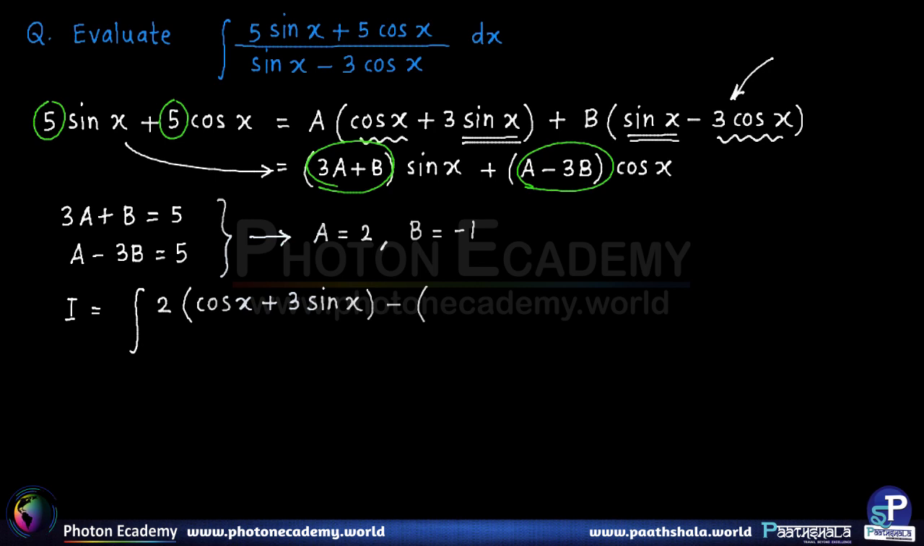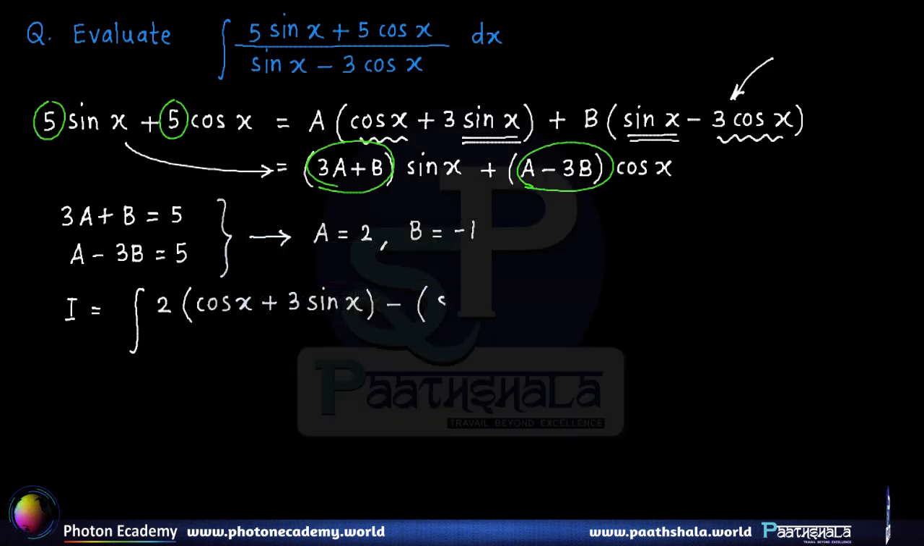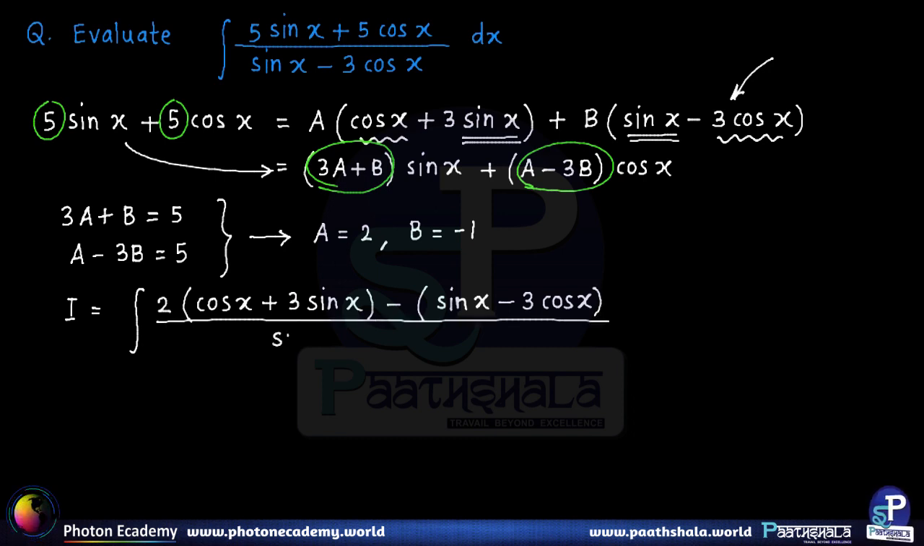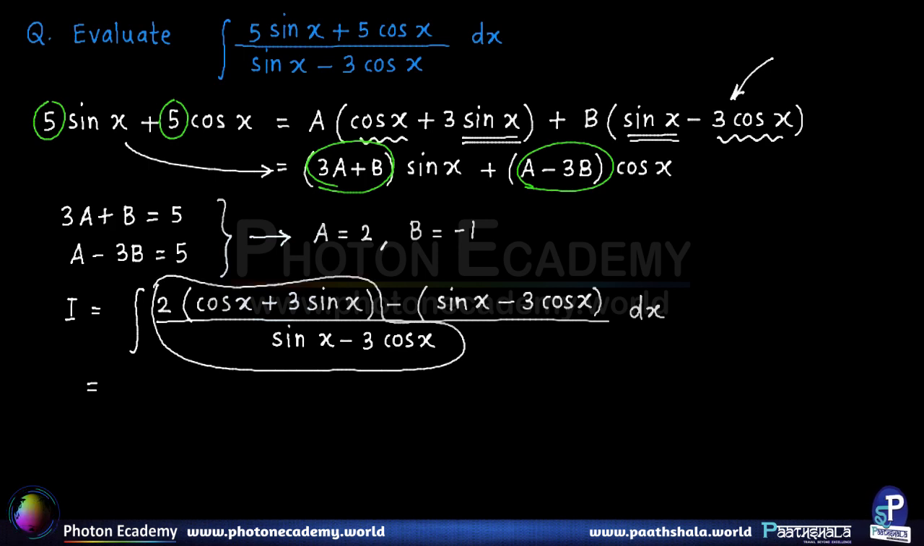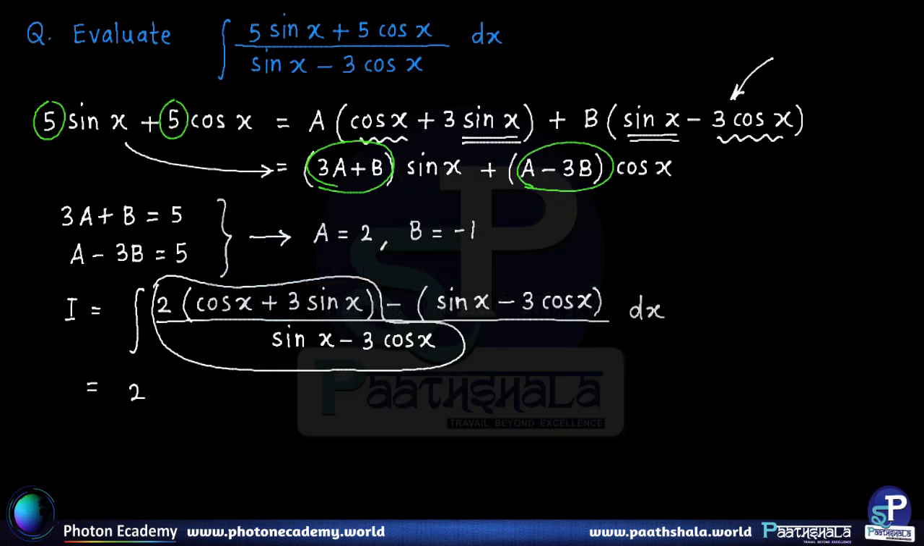minus b is minus 1, so we wrote minus, and next we have sin x minus 3 cos x, which is nothing but the denominator itself, right. So whole divided by sin x minus 3 cos x. So that means if we break the first part, we see that 2 is constant, so that will come out, and now the numerator, which is cos x plus 3 sin x, is the denominator's derivative, that is derivative of sin x minus 3 cos x.